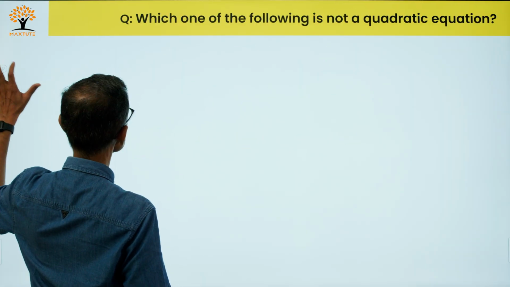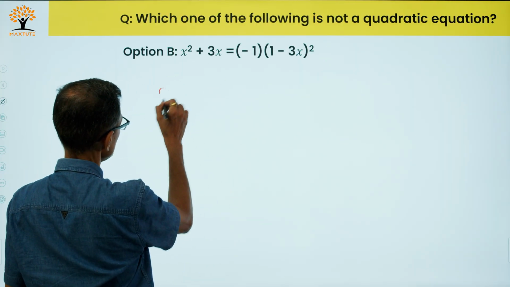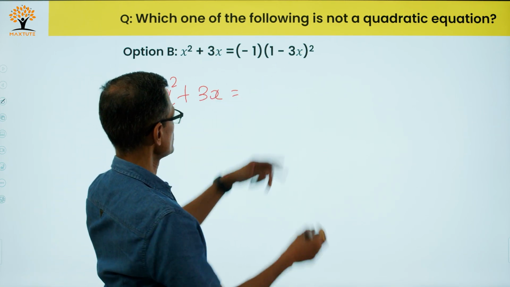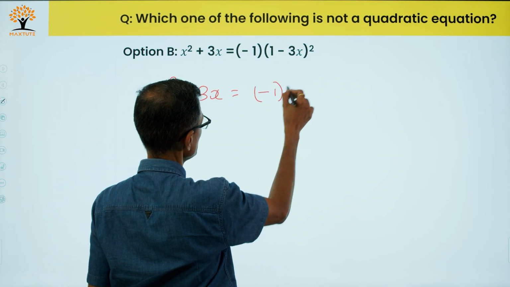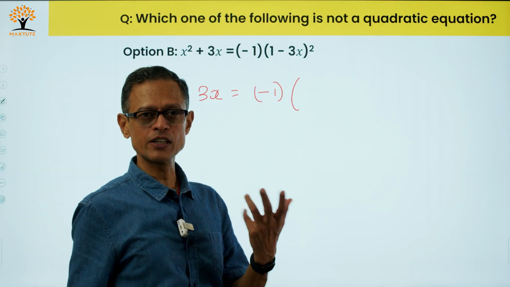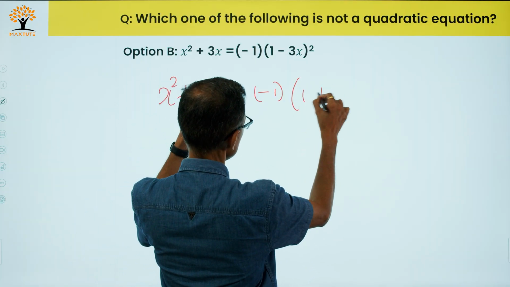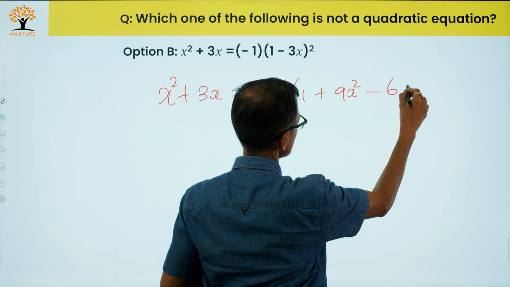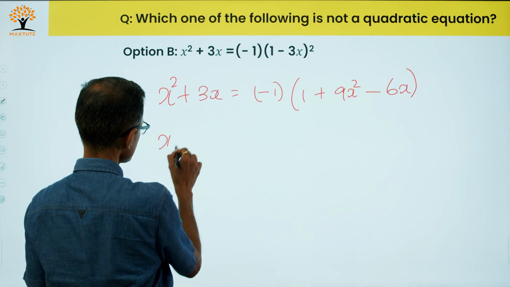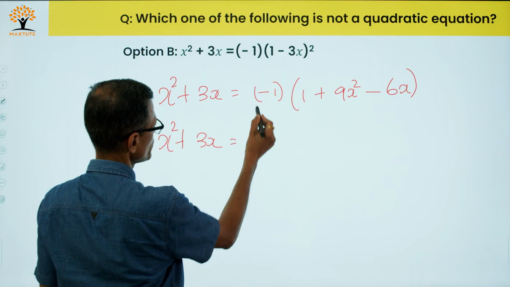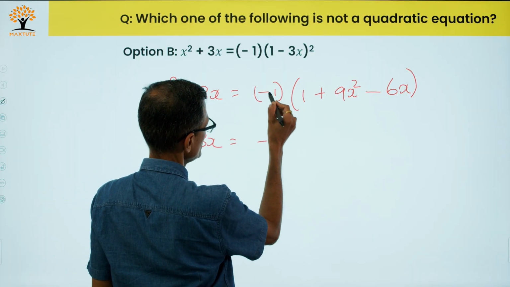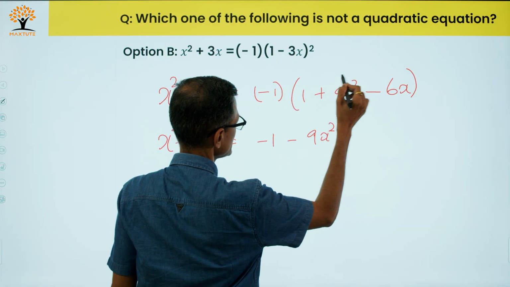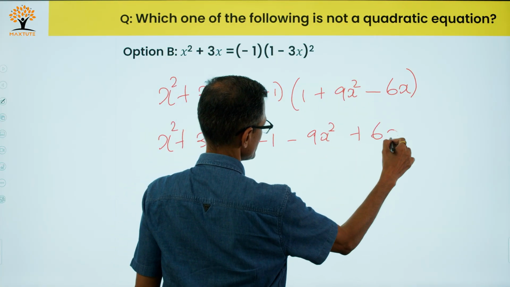Move on to answer option B. x square plus 3x. Wonderful. The left hand side seems to point to the fact that it's a quadratic equation. Let's look at the right hand side. Minus 1 times. Expand this. This is of the form a minus b the whole square, which is a square 1, plus b square, which is 9x square, minus 2ab, which is minus 6x is what we have. Keep the left hand side as it is. x square plus 3x is equal to minus 1 times 1 is a minus 1, minus 1 times 9x square is a minus 9x square, minus 1 times minus 6x is equal to a plus 6x.